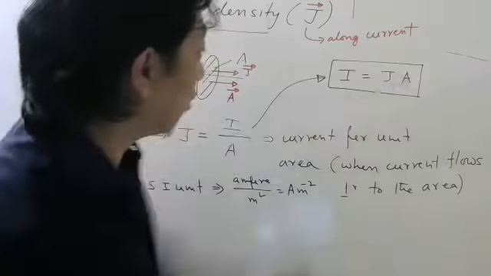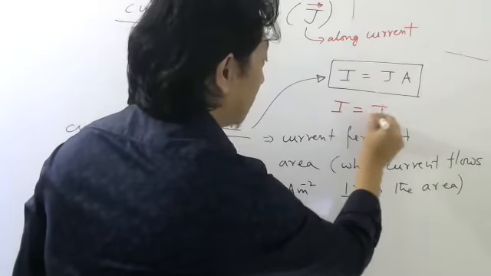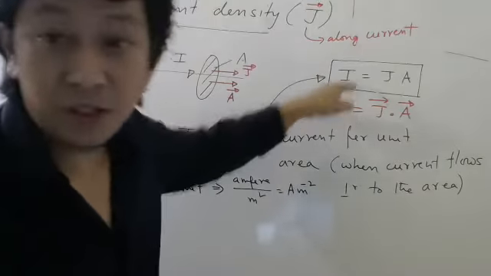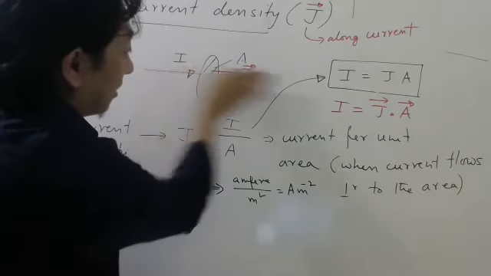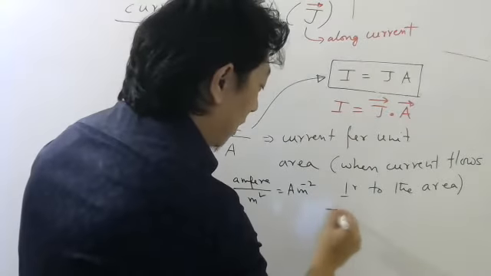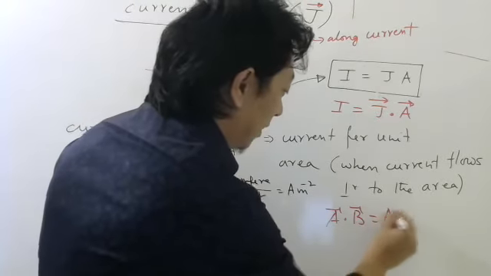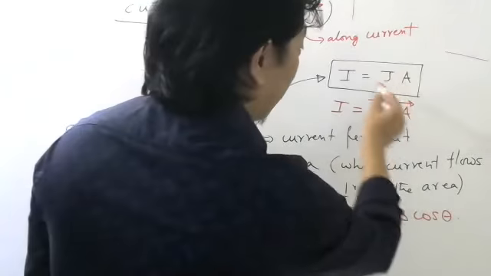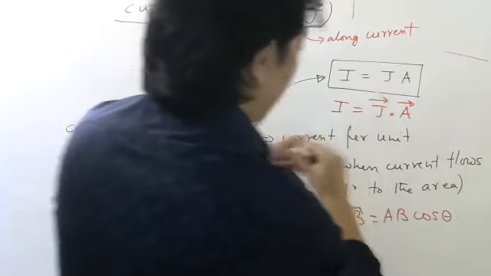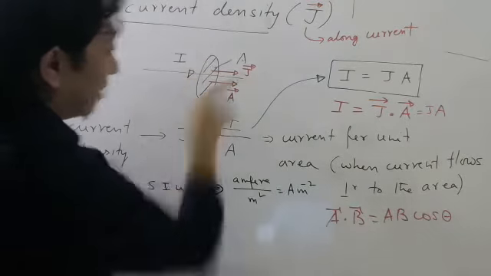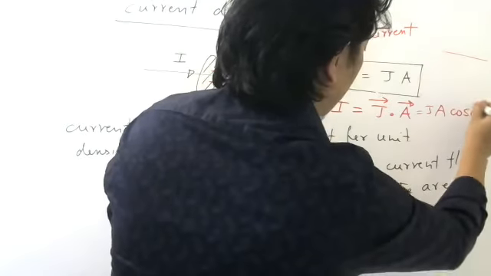Then I can write the same formula like this now: J bar dot A bar. No change. Why no change? Because these two vectors are in the same direction. Since they are in the same direction, you know from the dot product, A bar dot B bar is AB cos theta. Yes or no? So I can write this formula this way also because it will be J A cos of the angle between these two. And what is the angle between these two? They are in the same direction, so the angle will be 0. So cos 0 will be 1.